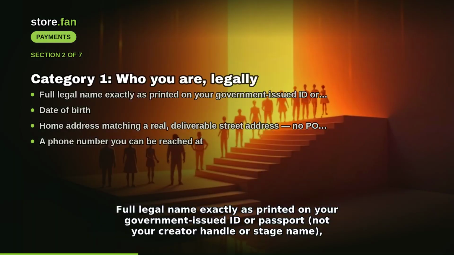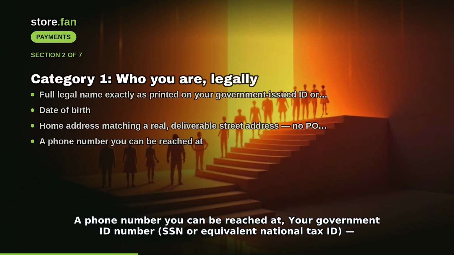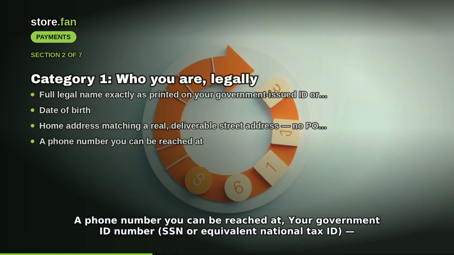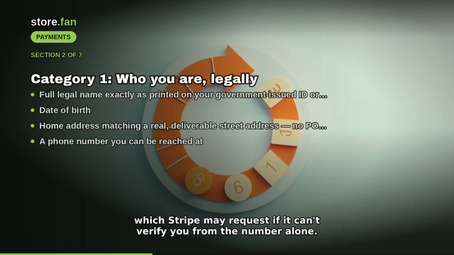Full legal name exactly as printed on your government-issued ID or passport, not your creator handle or stage name. Date of birth, home address matching a real, deliverable street address. No P.O. boxes. A phone number you can be reached at, your government ID number, SSN, or equivalent national tax ID. Used only for verification, never shown publicly, a photo of a valid ID, which Stripe may request if it can't verify you from the number alone.